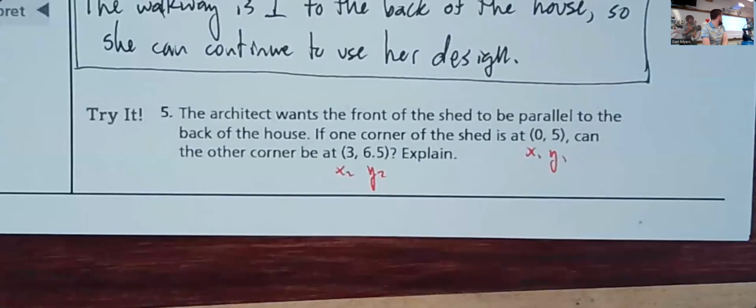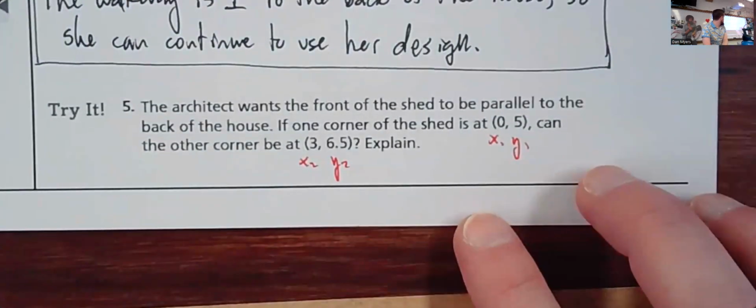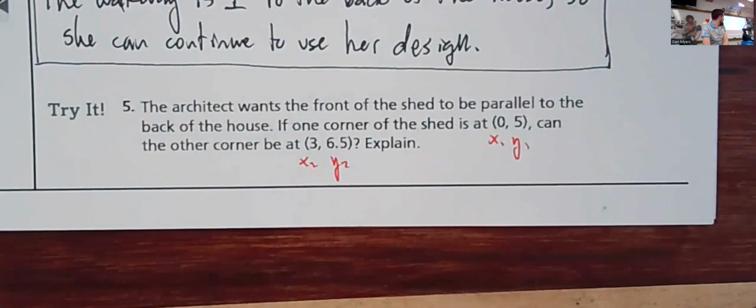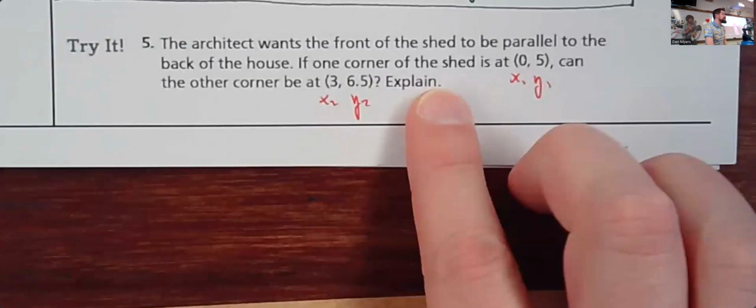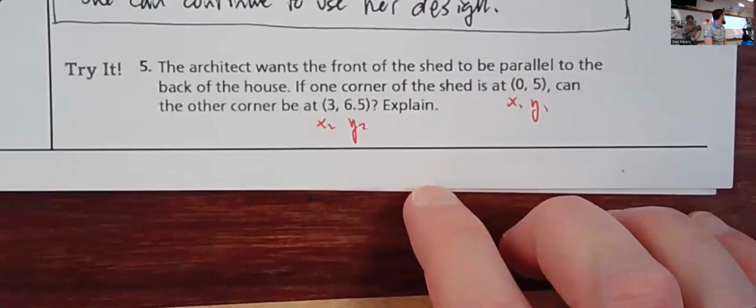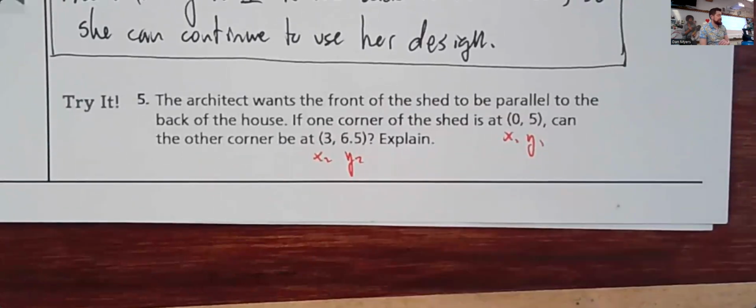I want you to use the slope formula given those coordinates to determine if that slope is parallel to the back of the house, which we already know the slope of the back of the house is 1/4. So basically, if that turns out to equal 1/4, the answer is yes. If it's not 1/4, the answer is no. So take a moment, work through that real quick, use the slope formula. We wrote that down on Thursday. So go back and check that if you need to, apply the slope formula and decide, is that going to work?